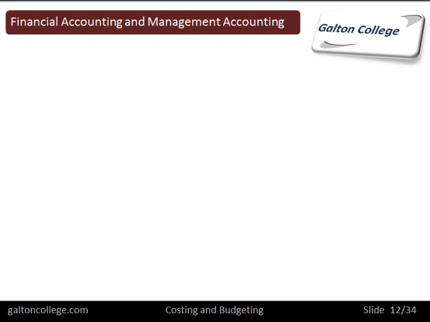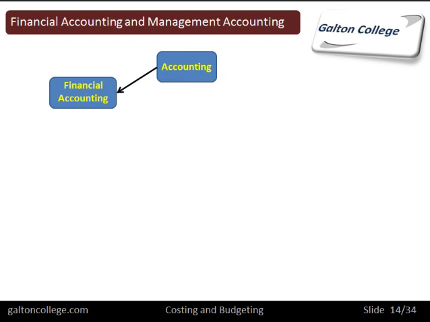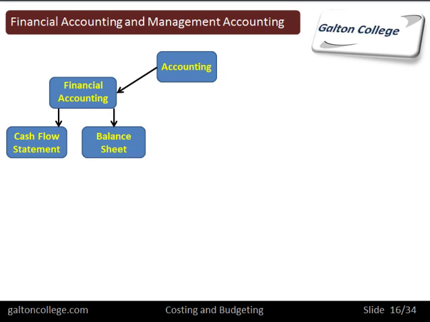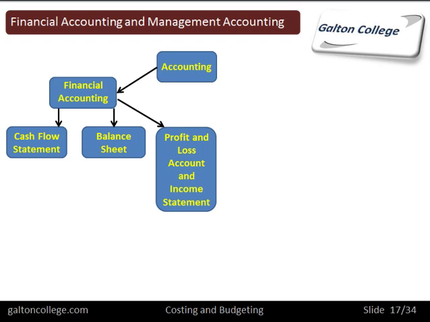So let's look at financial and management accounting in a little more detail. So we have the accounting function. Let's just take it generically. That is the accounting function. And then we have financial accounting. Well, financial accounting will be concerned with issues such as the cash flow statement and the balance sheet, and also the profit and loss account and income statement. So financial accounting goes into three areas.